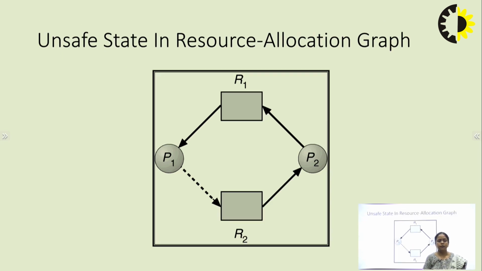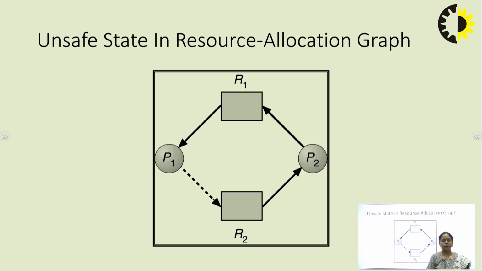Then this claim edge will be converted into a request edge, and if the resource is allocated to the process, then this request edge can be converted into the assignment edge. You can see here, firstly P2 is claiming R2, then P2 requests R2, then R2 will be assigned to P2.